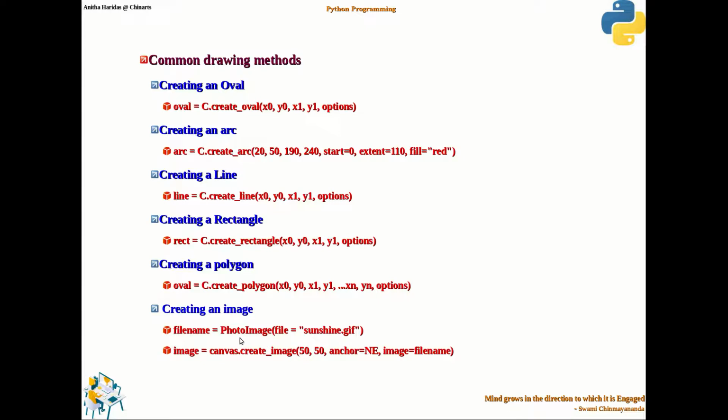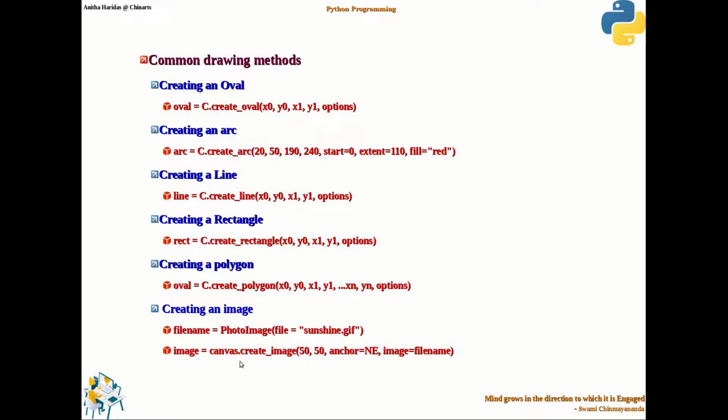So what I do, I first create a photo image object where I specify the file name, right? The file name can be a relative path, or it can be an absolute path, right? Here I am using a relative path, and this will be the image file which is used to create a photo image, and file name is the photo image object that has this particular GIF image.